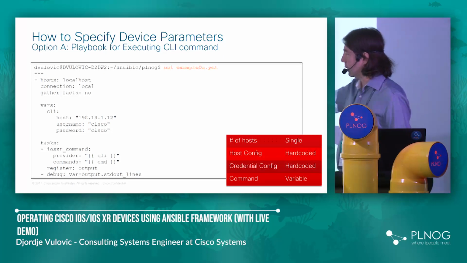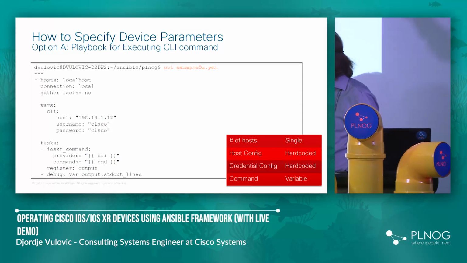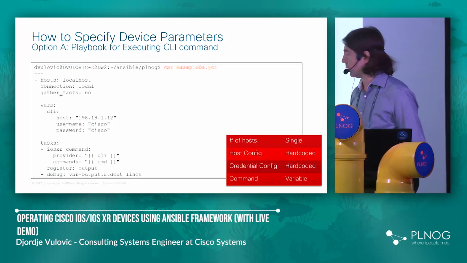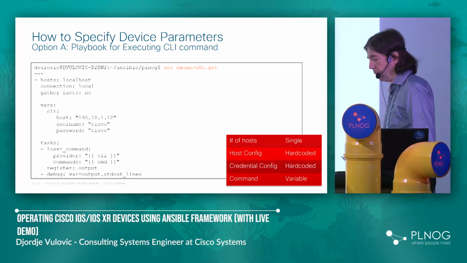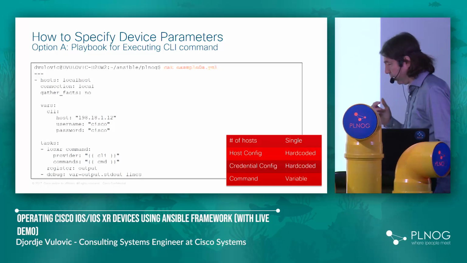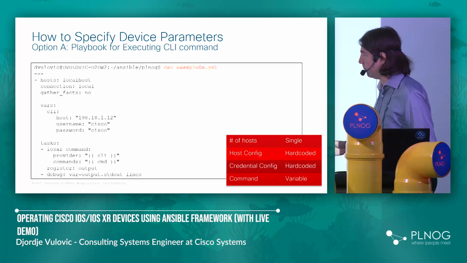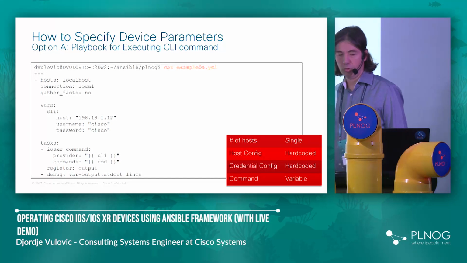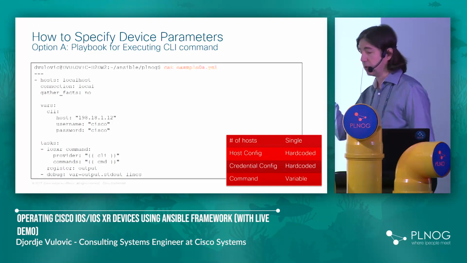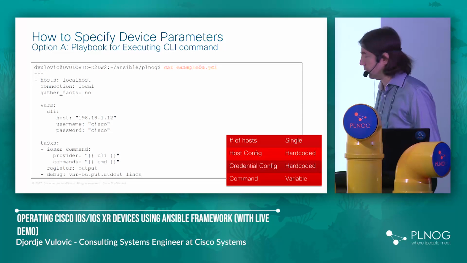So this is the IP address, and these are the credentials, username and password. Within the tasks, we have two tasks. The first one is where we actually execute the IOS XR command. Note we don't have a name, so it's probably not something you would use in production, but it's okay for an example. Each Ansible module, as you will see in the documentation, has a certain number of possible parameters. Some are mandatory, some are optional.